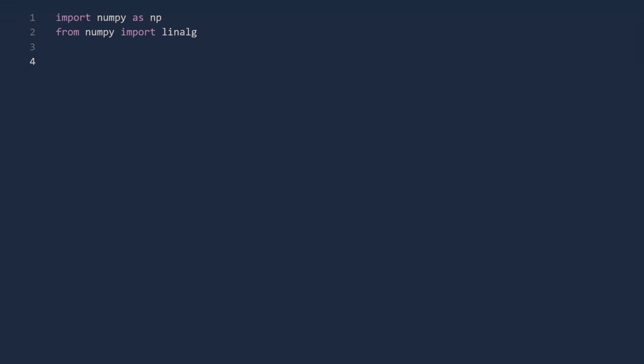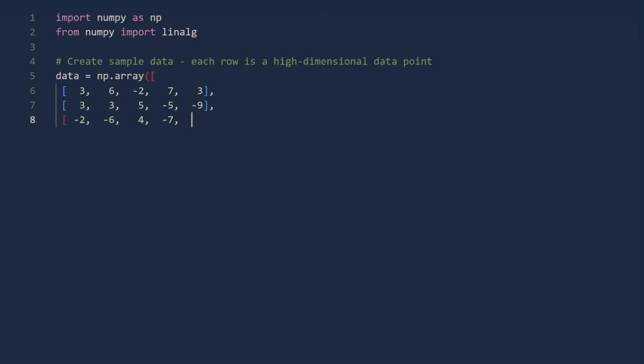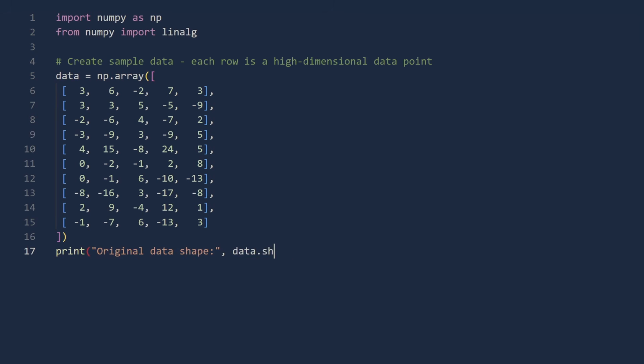Let us start with sample data points in 5 dimensions. Each row represents one data point, with 5 measurements. While visualizing 5 dimensions is challenging for humans, our linear algebra tools handle them easily. Run.